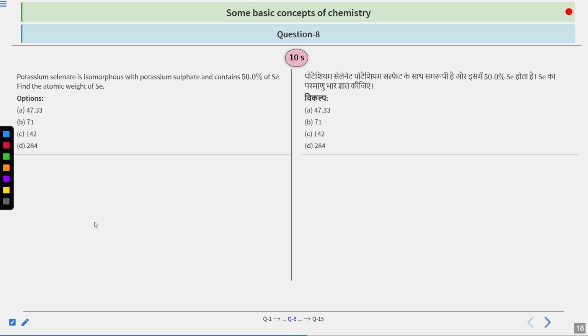Question number 8 says that potassium selenate is isomorphic with potassium sulfate and contains 50% of selenium. Find the atomic weight of selenium. Your options are option A 47.33, option B 71, option C 142, and option D 284. You have 10 seconds to solve this question. Your time starts now.